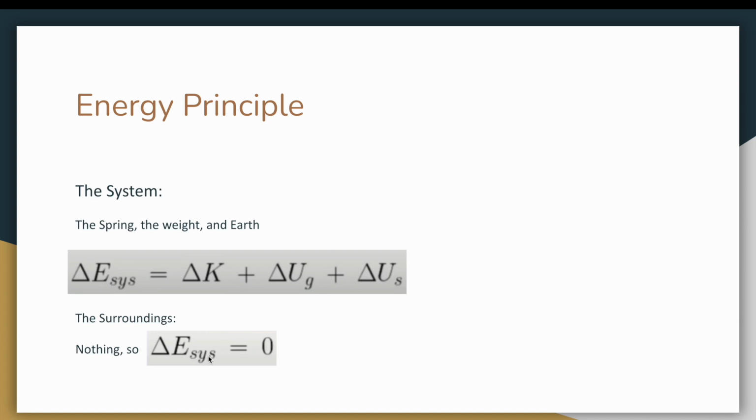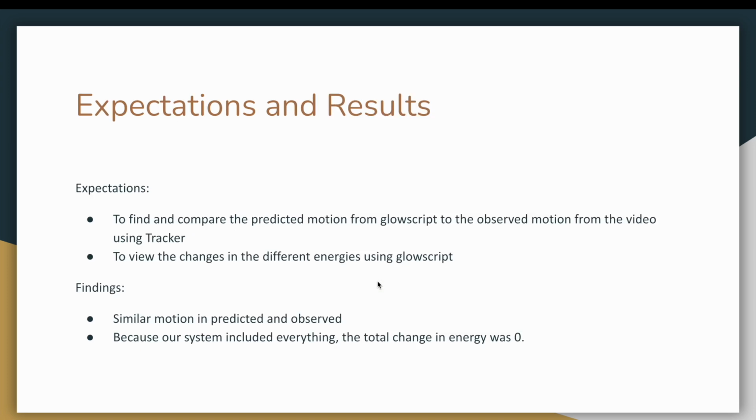But as you can see, we add up the change in energy in the system, which is equal to the change in energy of the weight, the change in gravitational potential, and the change in spring potential. So, some expectations and results that we'll be finding in our experiment.